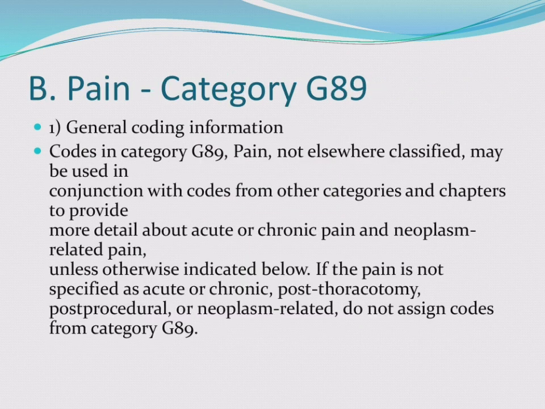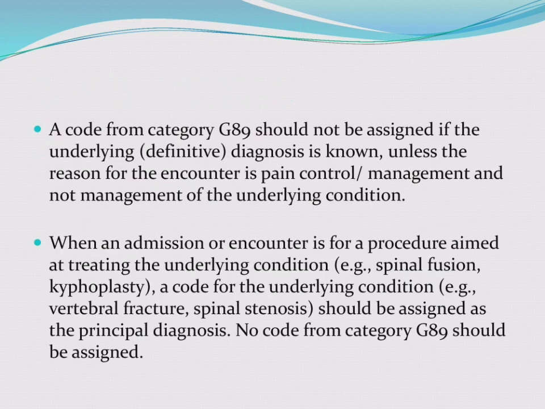B. Pain, category G89. 1. General coding information. Codes in category G89, pain, not elsewhere classified, may be used in conjunction with codes from other categories and chapters to provide more detail about acute or chronic pain and neoplasm-related pain, unless otherwise indicated below. If the pain is not specified as acute or chronic, post-thoracotomy, post-procedural, or neoplasm-related, do not assign codes from category G89. A code from category G89 should not be assigned if the underlying, definitive diagnosis is known, unless the reason for the encounter is pain control, management and not management of the underlying condition.